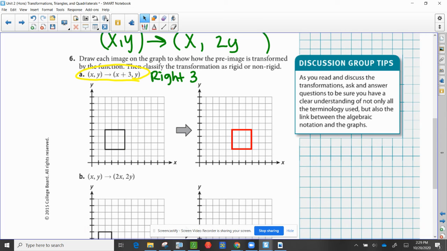Now, would we describe this as rigid or non-rigid? Hopefully you said that it's rigid. Remember, rigid means the size and the shape does not change. In this case, the size of that square actually stayed the exact same.